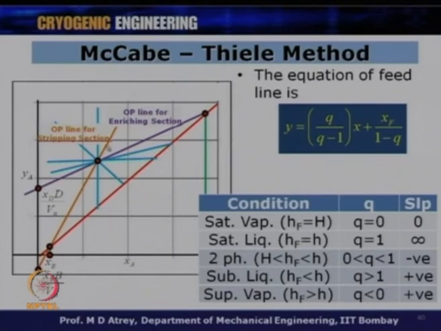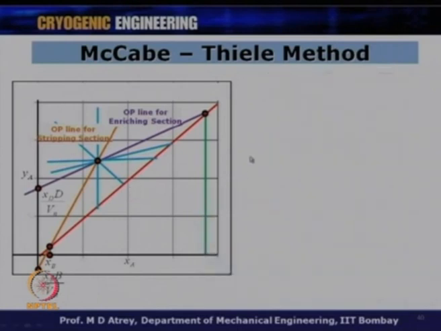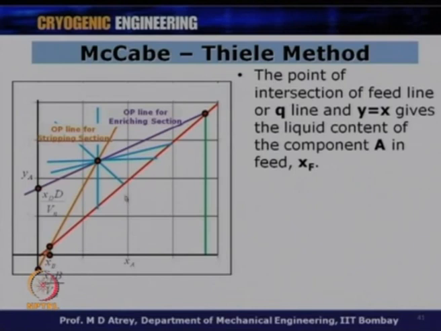And therefore, this point or this q line makes a very big impact in determining the number of plates for the enriching section and for the stripping section, which we will see in the next lecture also. So, this is a graphical representation of all the possible lines, stripping section, enriching section, and one of these lines will constitute a q line or a feed line for your problem. The point of intersection is also of interest, where does this line hit y is equal to x. The point of intersection of the feed line or q line and y is equal to x gives the liquid content of the component A in the feed, xf. How do we conclude this?